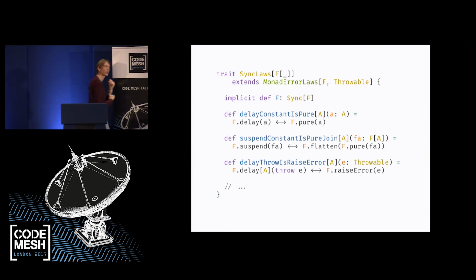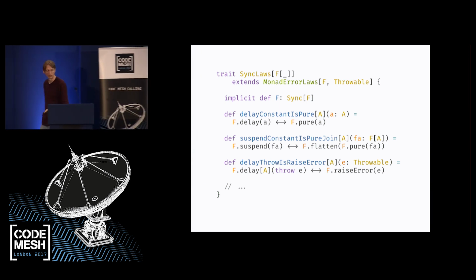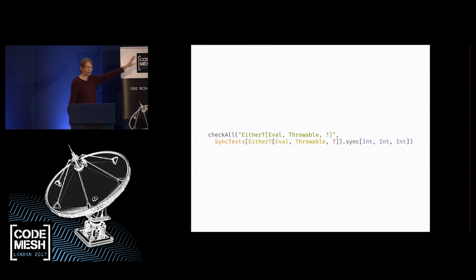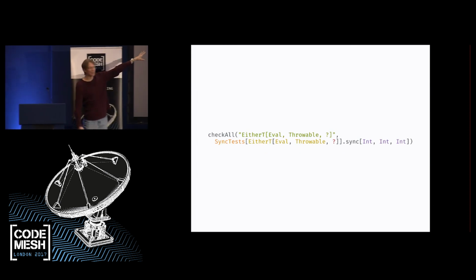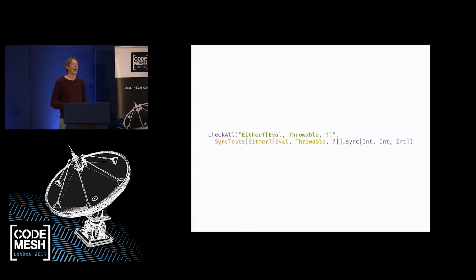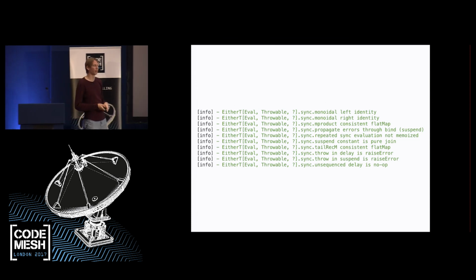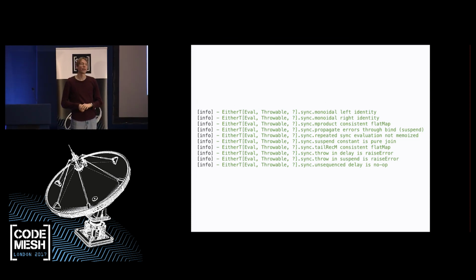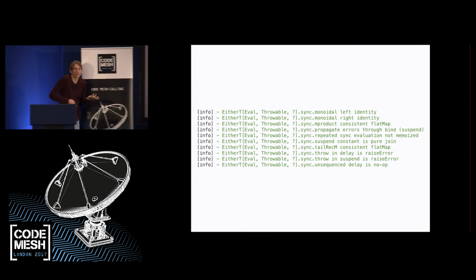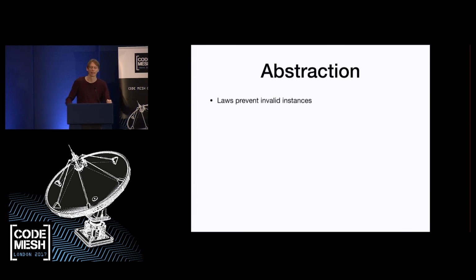So these are all laws, and there's several more, and each of the type classes has its own laws associated with it. And if you're an implementer, you can, for example, with this EitherT Eval thing, take these laws and put them in your test suite, and when you run it, a whole bunch of tests are going to run with a bunch of different property checks, and they're going to verify that your implementation is not wrong. So this is how we can be sure that the instances are valid, that the instances are safe to rely on.